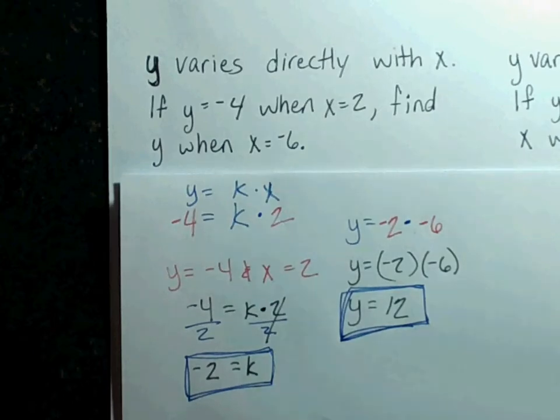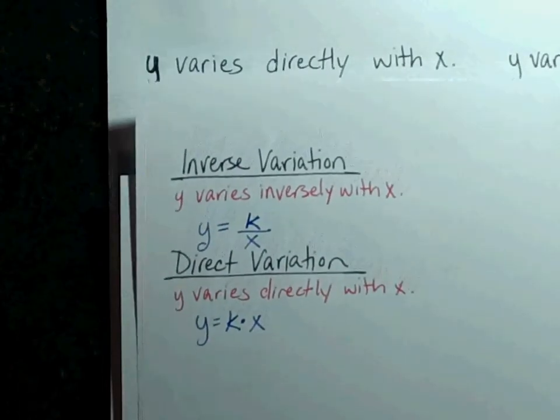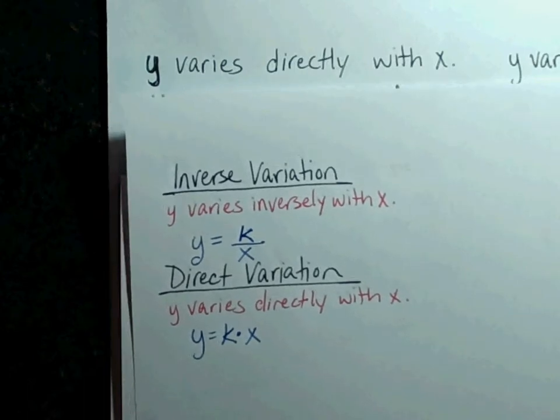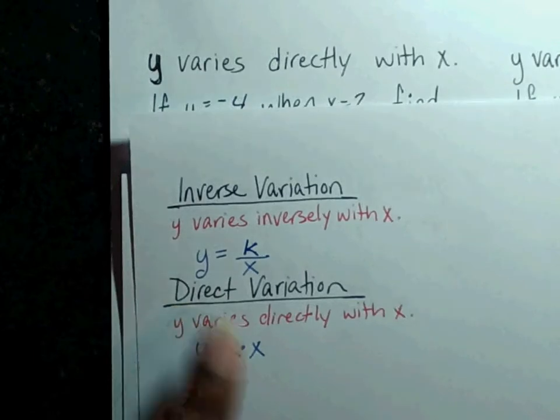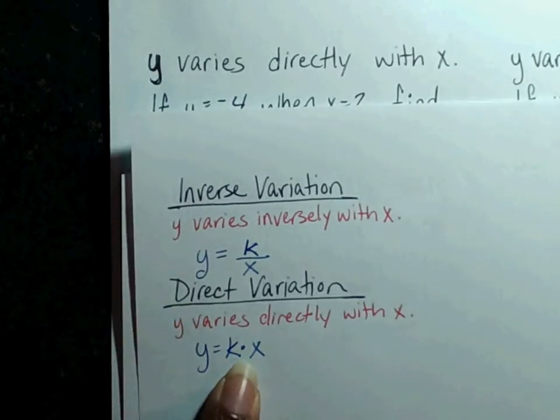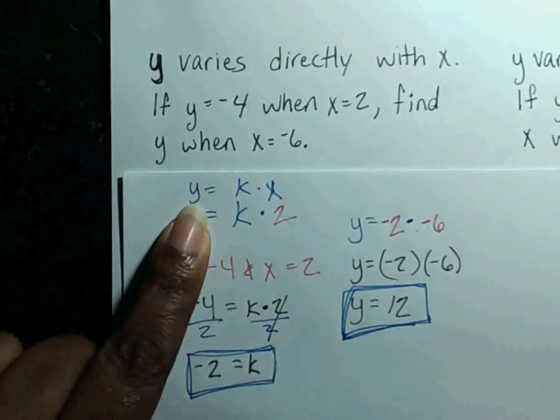Again, just to recap our steps. We read the problem. It says y varies directly with x. I looked at my formulas and tried to figure out which formula I was going to use. In this case, since it says directly, I'm going to use the direct variation formula. The direct variation formula is y equals kx. I wrote it down. Always write your formula down.